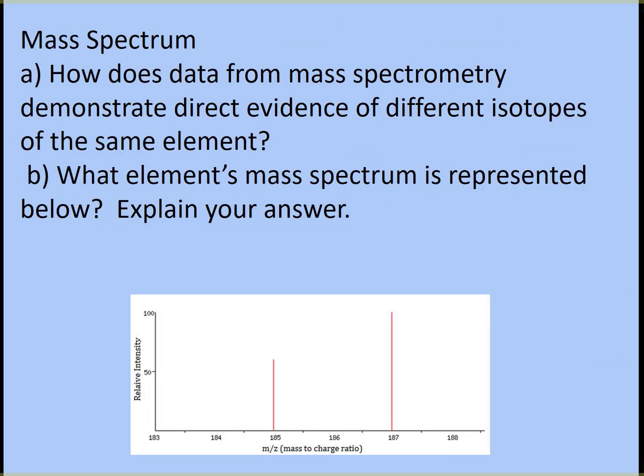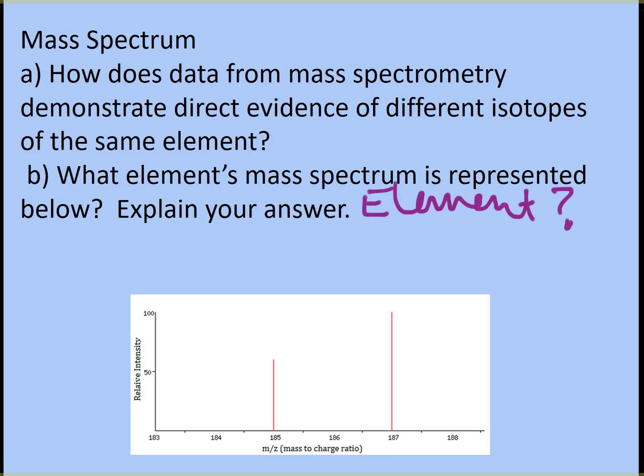Okay, using mass spectroscopy, how does the data demonstrate direct evidence of different isotopes of the same element? Again, the isotopes that are lighter will move more, and the ones that are heavier won't move as much. And so the machine is able to separate out and figure out how many isotopes there are. Let's look at this one. What element's mass spectrum is represented below? So what's the element? We don't know.